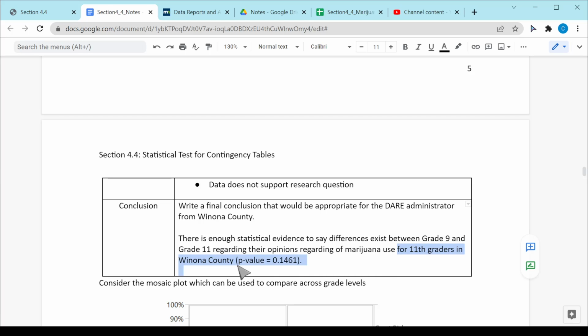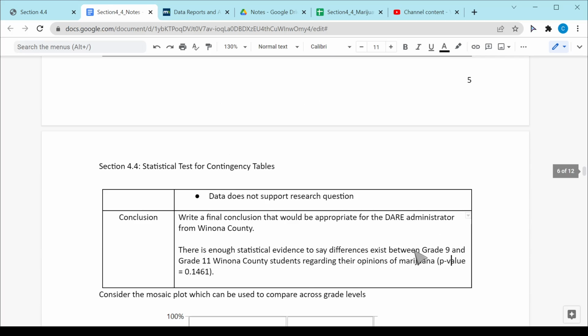Something like that. And this will be for kids in Winona County, I guess, as well. So maybe I should say, there is enough statistical evidence to say differences exist between grade 9 and grade 11 Winona County students regarding their opinions of marijuana. And the p-value there, we would report that. Oops. What was the p-value? 0.284.